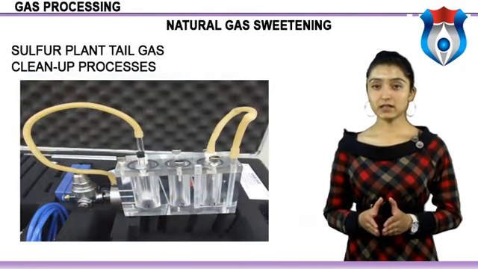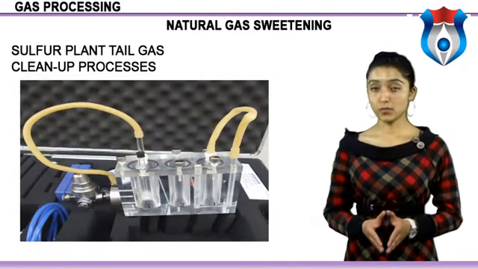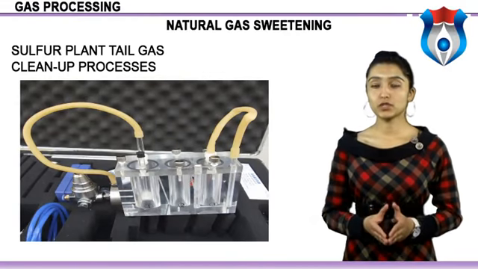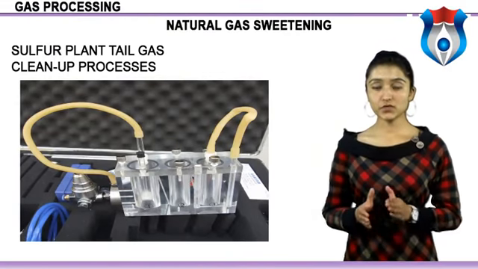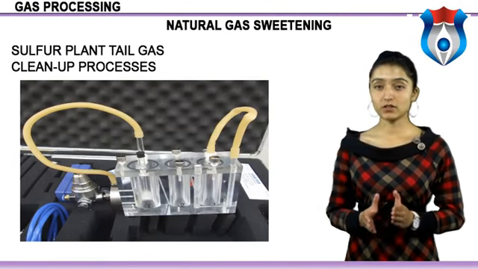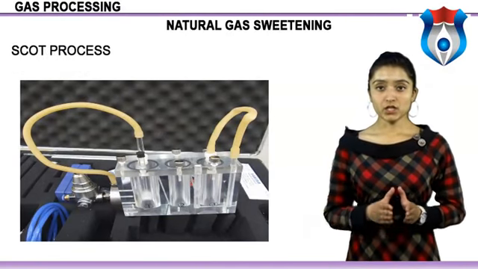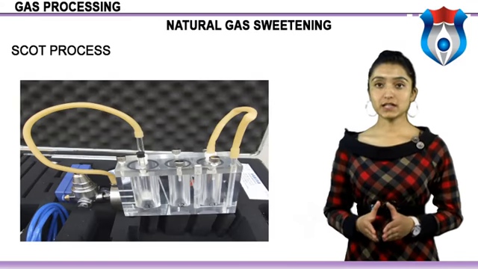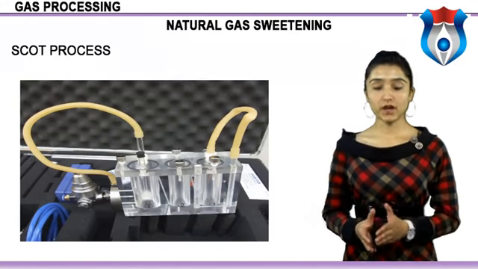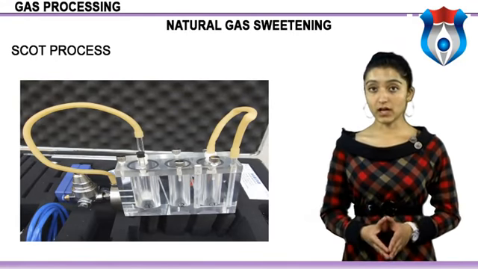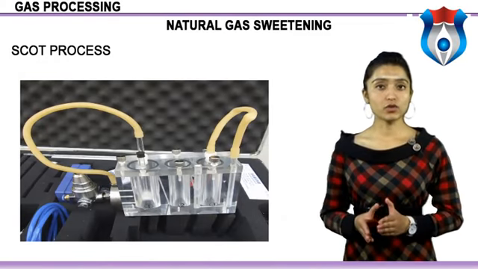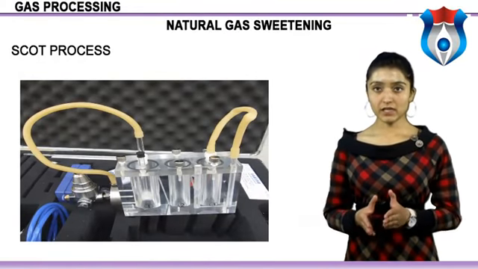Sulfur plant tail gas cleanup processes: because of the more stringent requirements of pollution control, tail gas cleanup processes have been developed. Scott process. The cooled tail gas is heated to about 570 degrees Fahrenheit and reacted with H2 over a cobalt molybdenum catalyst.